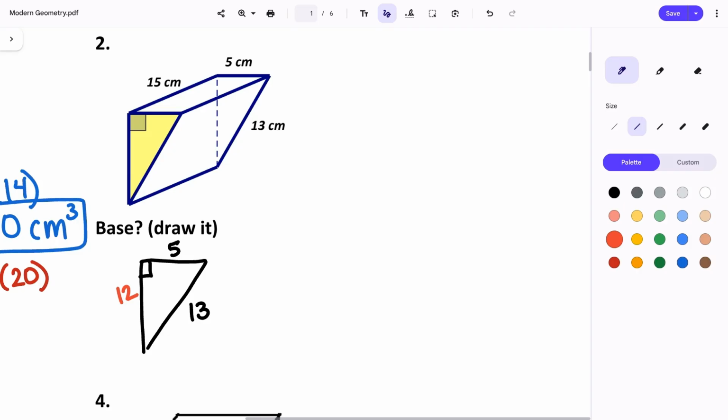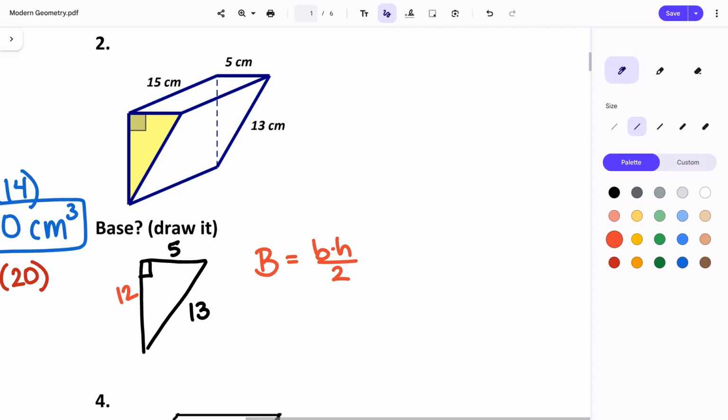Now, I needed that 12 because my shape here is a triangle, and how do I find area of just a triangle? Base times height divided by 2. Is the 13 helpful to me at all when finding area of this triangle? No, because it's the slanted hypotenuse side. We don't use slanted sides when we're trying to find area.